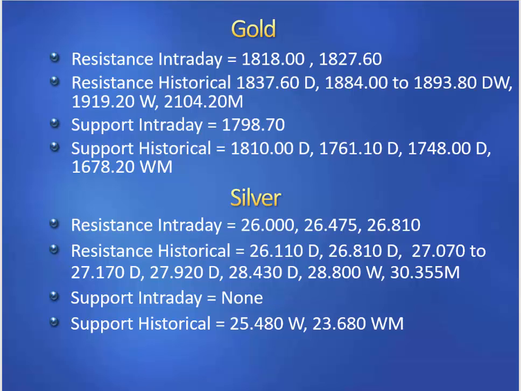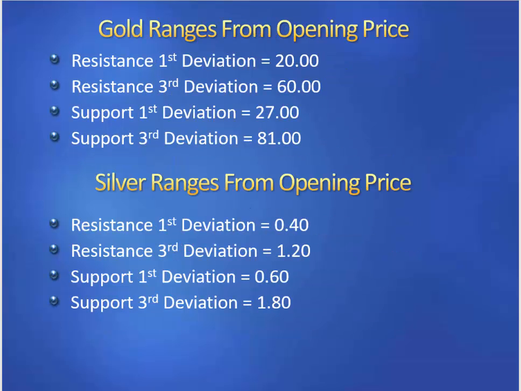Here are your supports and resistances for the week. D for daily, W for weekly, and M for monthly. No change on your projected ranges for the week. So the first resistance on gold is $20, below is 27, and silver remains at 40 cents above and 60 cents below.